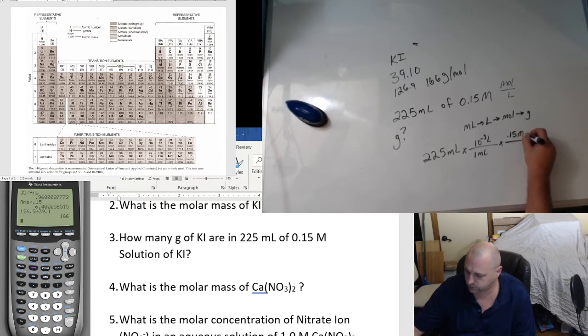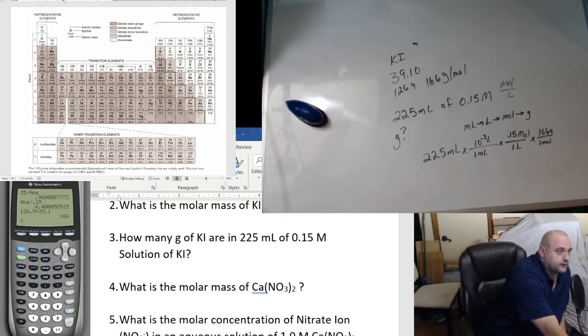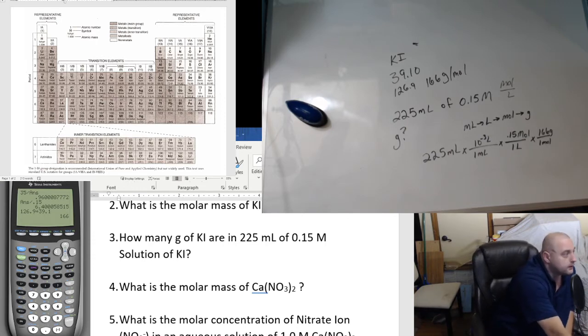0.15 mole for each 1 liter. And for each 1 mole is 166 grams. Oh, I got to type all this in. So let's see if I can get it from there.